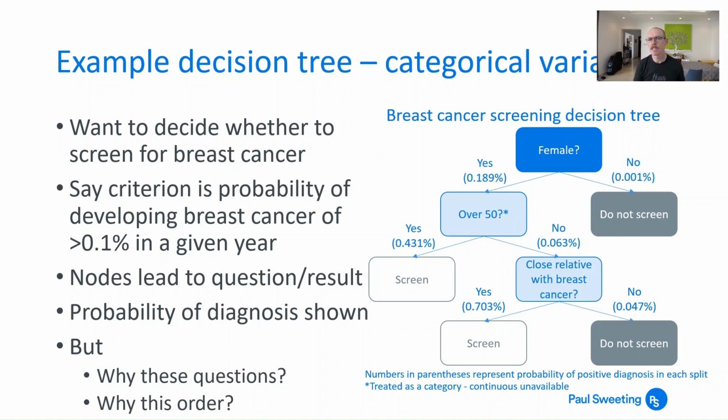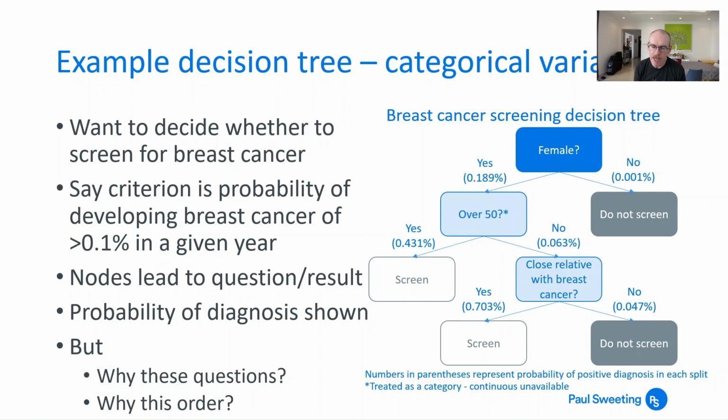So here's an example of a decision tree using categorical variables, and it's one built around breast cancer screening. I should say, the numbers here are based on real data. This isn't actually an example which is used to determine screening, but the numbers here are the right kind of order of magnitude based on UK data on breast cancer diagnoses.